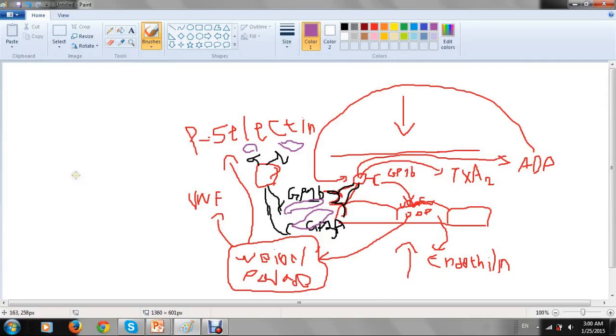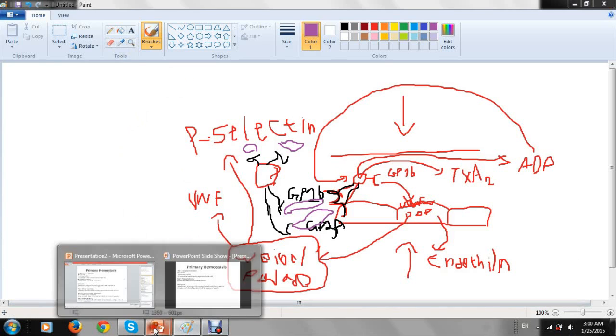And again, this platelet formation basically forms a platelet plug that is weak, and to stabilize it, we require a secondary hemostasis. Basically, we require the coagulation cascade to work on this complex. So let's go back to the slide.